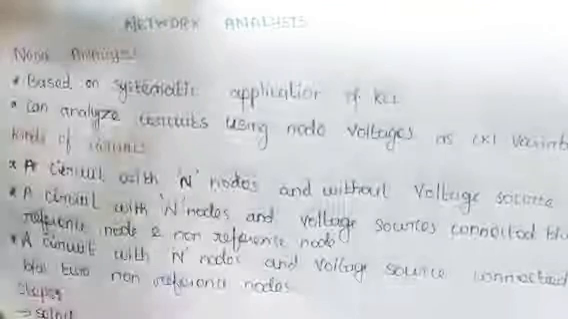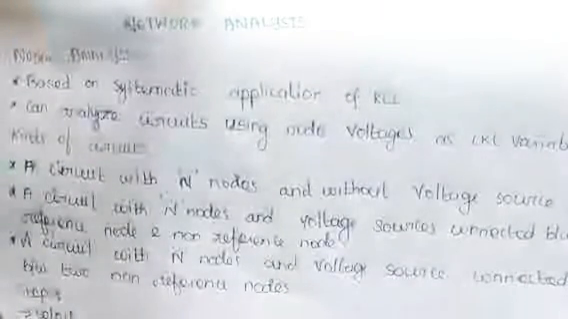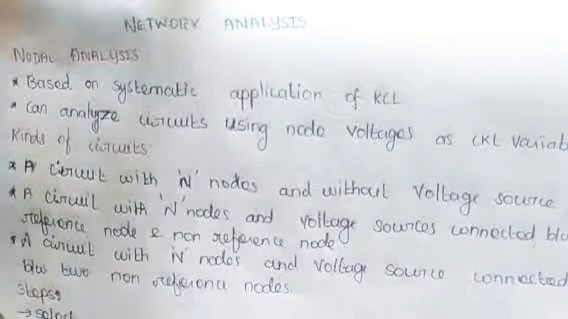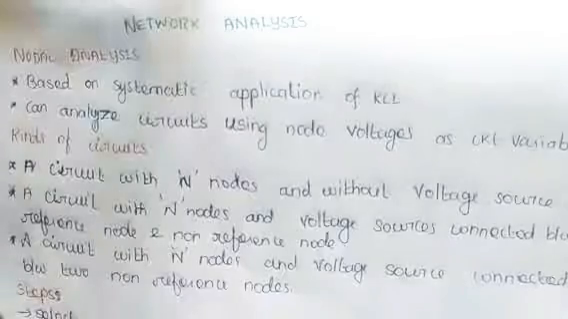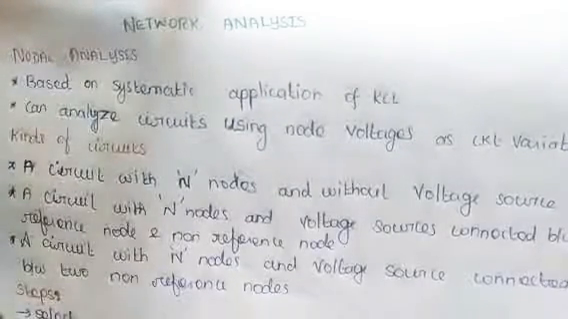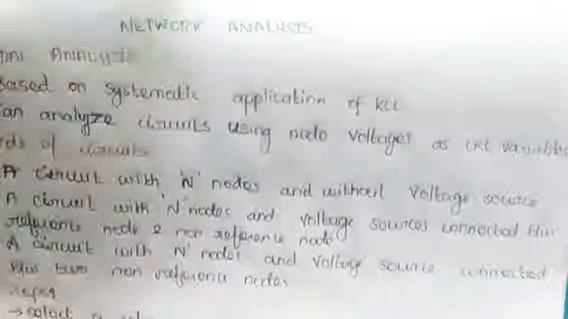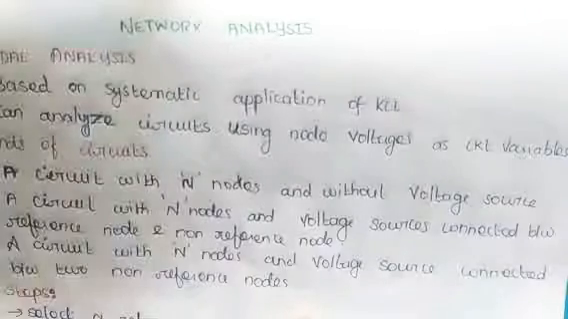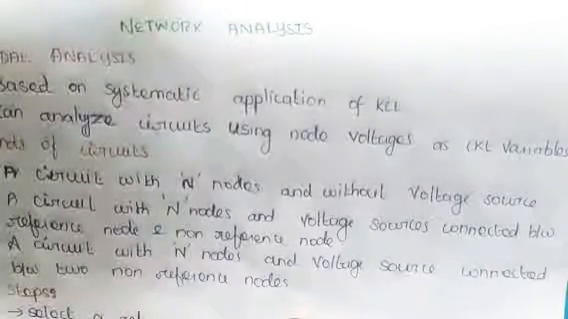If a circuit consists of n number of nodes, we will set one node as a reference node. All the n minus 1 other nodes are considered to be non-reference nodes. Then we will apply Kirchhoff's current law at non-reference nodes and we will derive a set of equations. In those equations, the node voltages are considered to be the circuit variables.